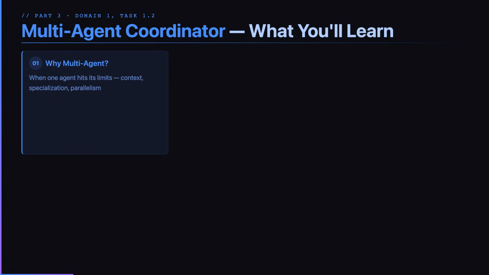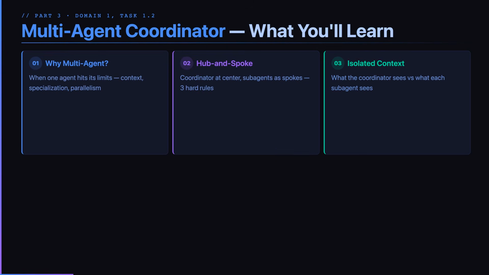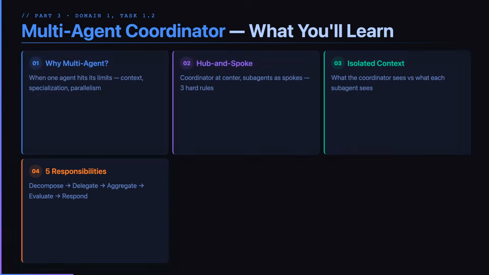First, why move to multi-agent at all? What are the constraints that make a single agent insufficient? Second, the hub-and-spoke architecture. 1 coordinator, multiple subagents, 3 hard rules that define the pattern. Third, isolated context. This is the most tested detail: what the coordinator sees versus what each subagent sees. Fourth, the coordinator's 5 responsibilities. This is the exam's model of what a coordinator actually does.